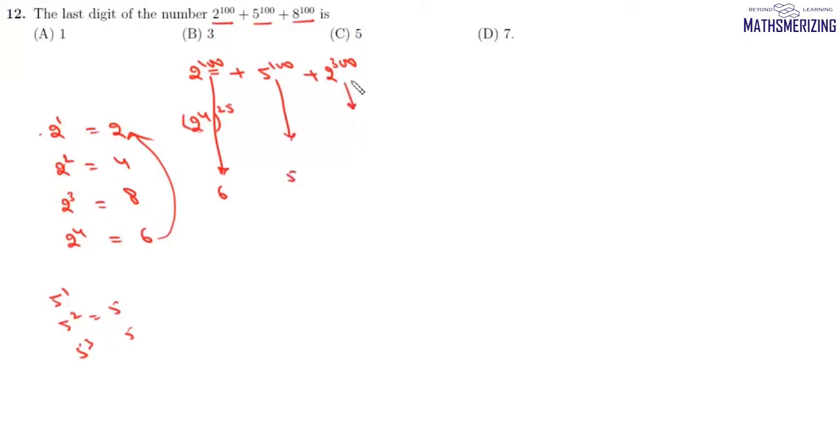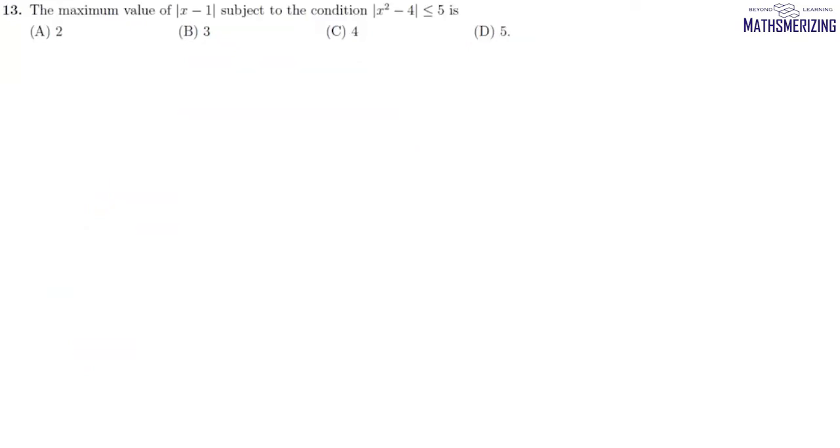Now for 2 to the power 300 also, we can write this as 2 to the power 4 to the power 75. Now again in this case, last digit will be 6. So if we add all these numbers, it will be 17. So last digit in this case will be simply 7, and that's your option D.